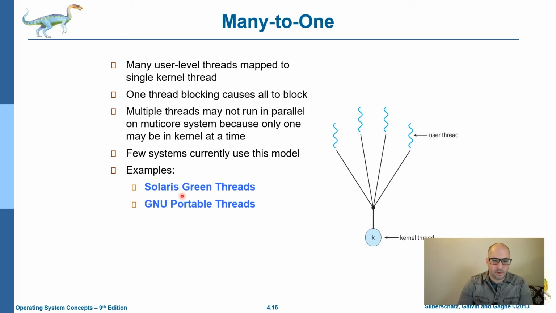So the least useful is many-to-one. And this takes multiple user threads and has one thread of execution controlled by the kernel. This means that the individual threads cannot run in parallel, though they can execute concurrently. And so if one thread were to block, then it may block the entire process from completing any other of the threads within that process. So this is the least useful.